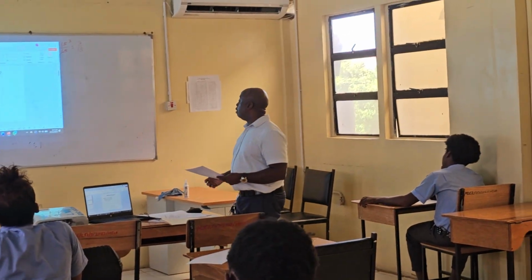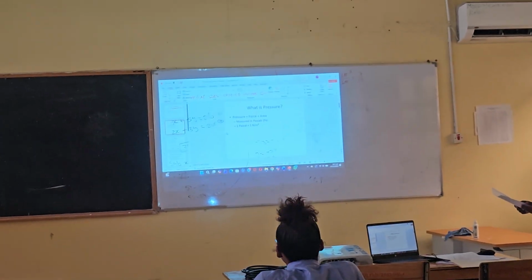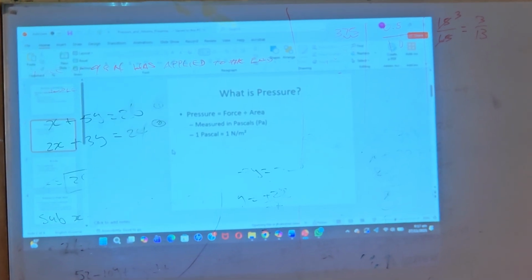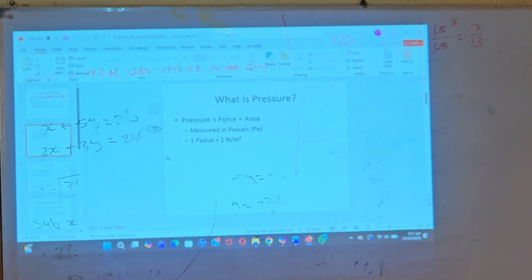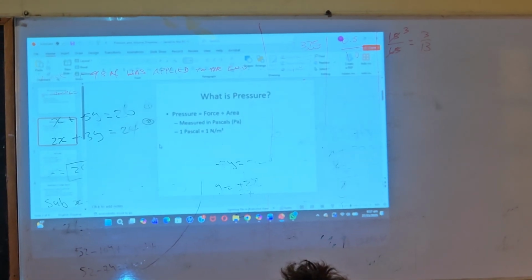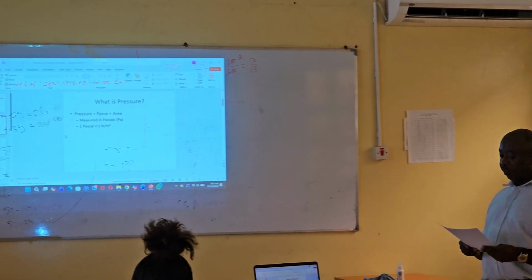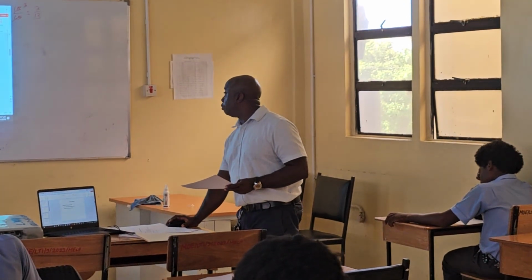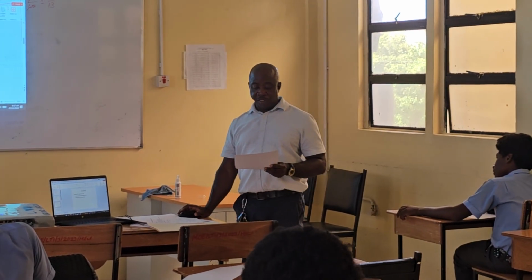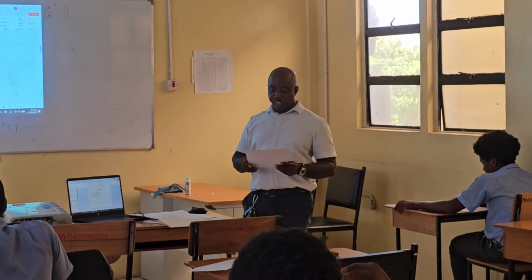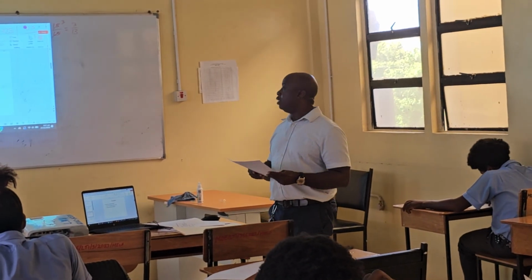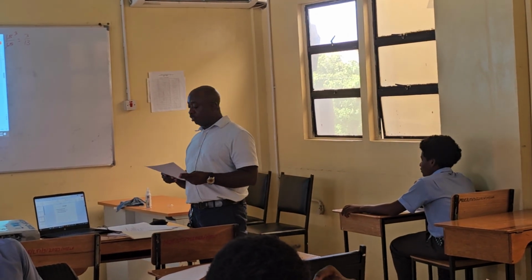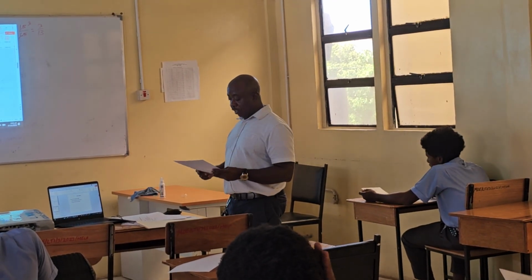Notice what is there on the board. What is the formula for pressure? We said that pressure has to do with force and area. So pressure is equal to what? Force over area, or force divided by area. You see the formula on your worksheet. Pressure is equal to force divided by area: P, which represents pressure, is equal to F, which is force, over A, which is area.